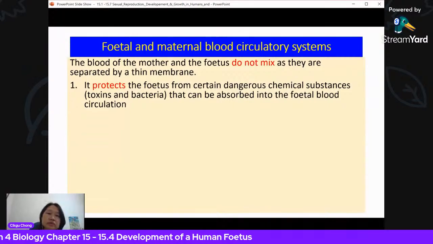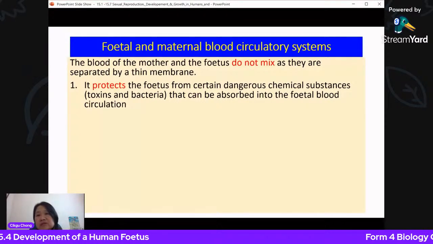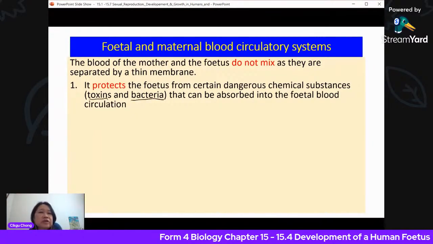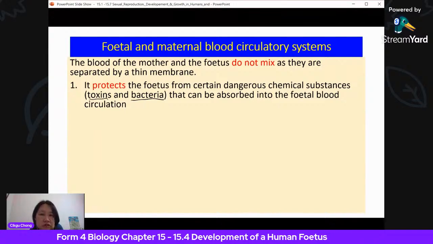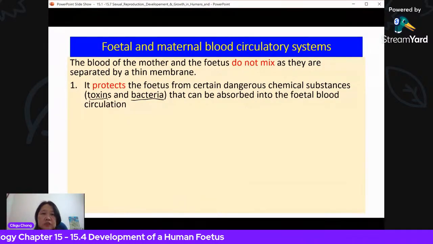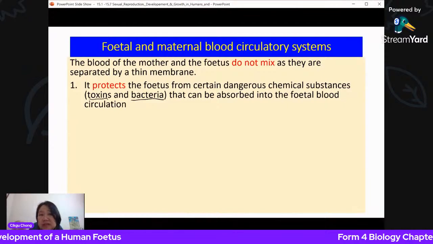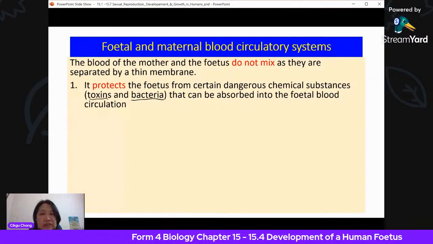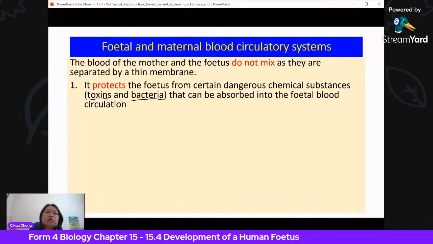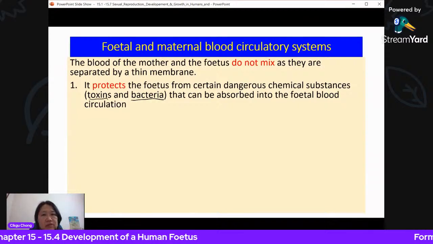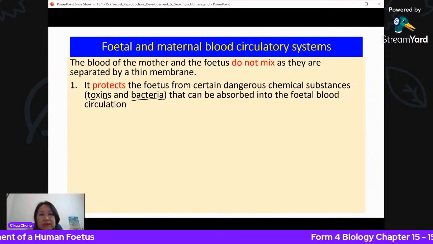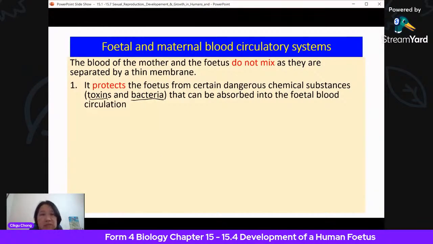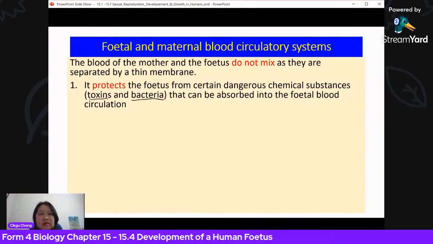Number one, it protects the fetus from certain dangerous chemical substances, for example, toxins and bacteria. Now, bacteria would probably not be able to move across because they are of a certain size. If the mother has a bacterial infection, this bacteria will be present in the blood of the mother. If it travels all the way to the placenta, and if the baby's blood mixes, the bacteria will go into the fetus. It will attack the fetal cells, and the baby has a risk of dying.